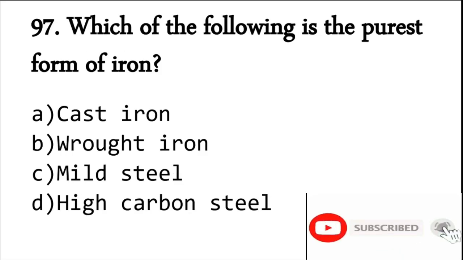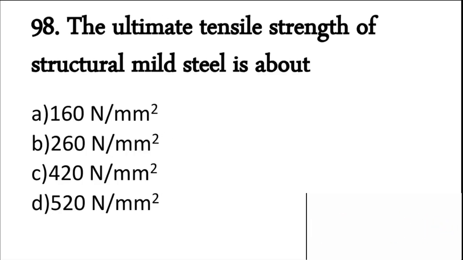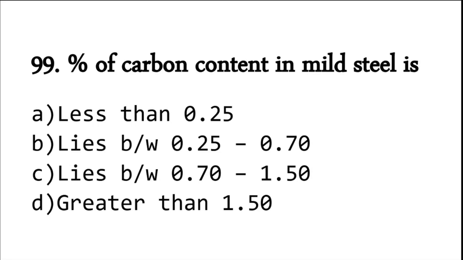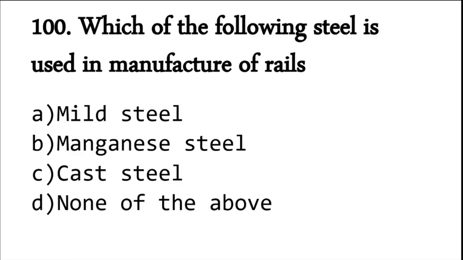Next is, which of the following is the purest form of iron? Wrought iron is the purest form of iron. Okay, next is, the ultimate tensile strength of structural mild steel is about 420 newton per millimeter square. Okay, let's move to the next one. Percentage of carbon content in mild steel is less than 0.25%. That is the correct answer. So here comes the last MCQ of this video. Which of the following steel is used in manufacture of rails? So manganese steel is used for the manufacture of rails.